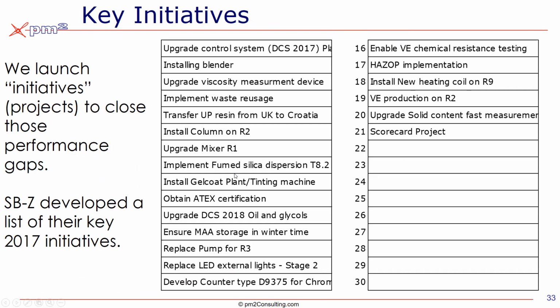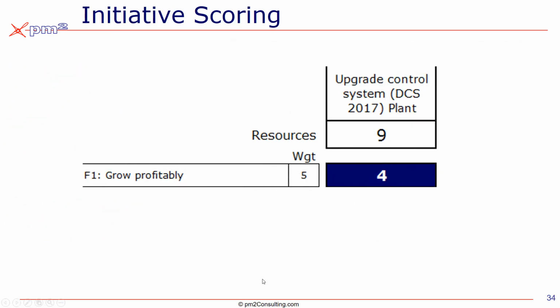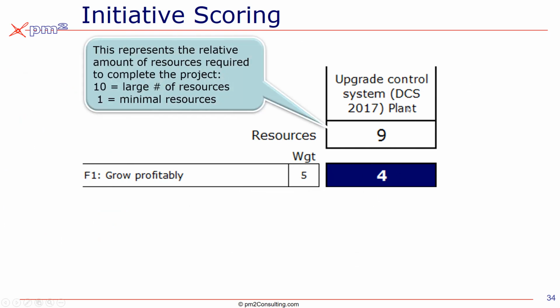So guess what? We can score them the same way. So for this client, we listed the projects that they're going to be working on. And then we scored those projects for their impact, just like we did for the process. So again, for this project, how many resources does it take? We scaled it from 1 to 10, 10 being the most expensive project.